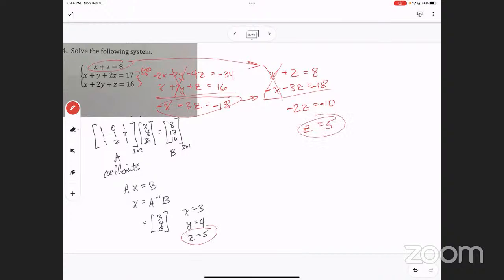Now I can go back and plug it in to find out what X equals. So z equals 5. That means x equals, you can do that in your head, right? X equals 3. And now plug those both back into one of the other equations. Let's say x plus y plus 2z equals 17. Plug in 3 and plug in 5 to solve for y, and you get y equals 4. So that would have been the other way to do it, the elimination way of doing it.